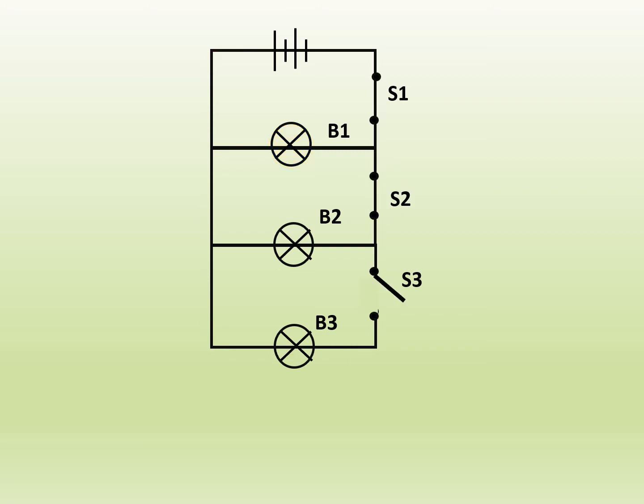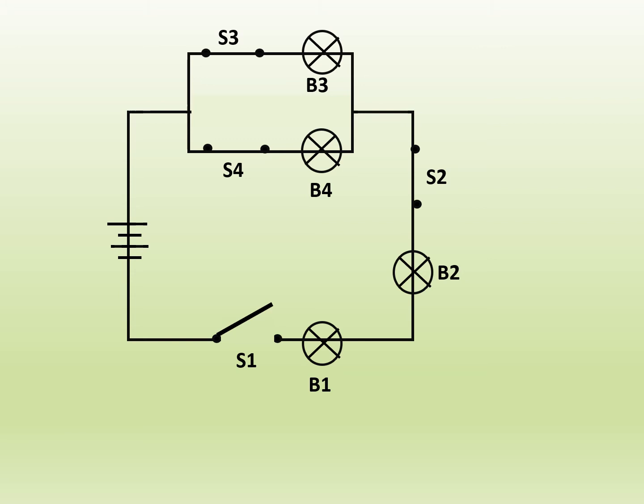Now, what about if we open or off switch 3? Yes, bulb 1 and bulb 2 will light up because the first and the second path of electric current is complete. But bulb 3 will not light up because the flow of electric current in this third path stops here at switch 3.